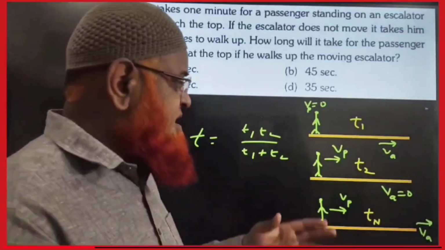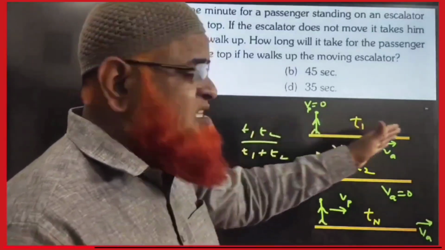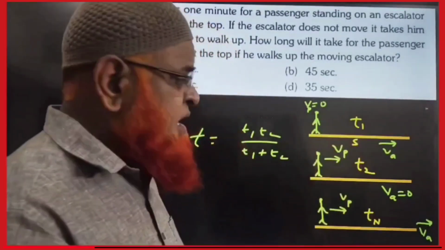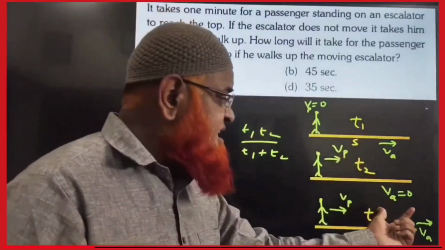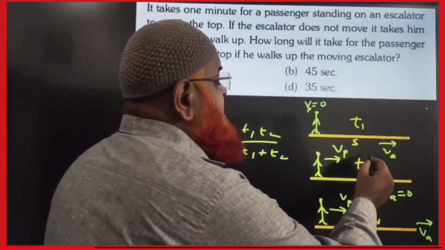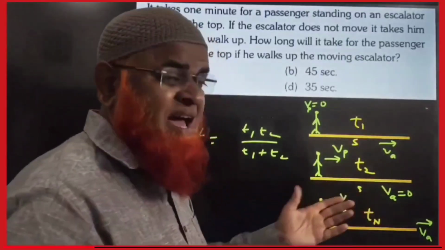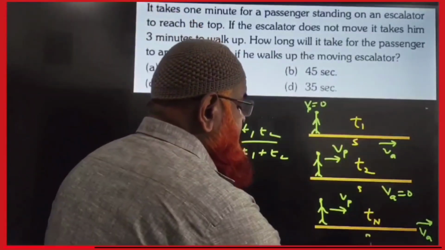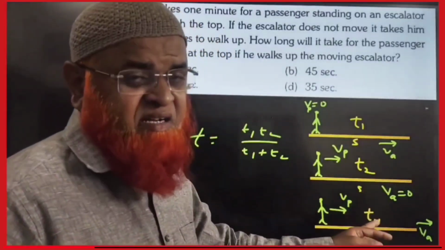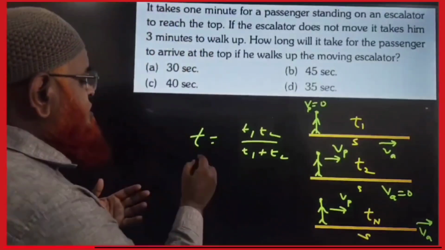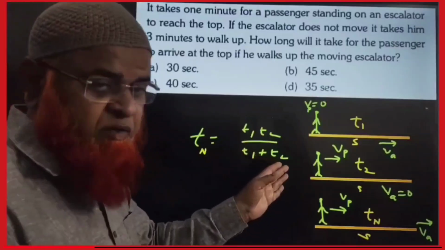This is the case of an escalator where the man is at rest and the escalator is moving. He takes t1 seconds to cross a distance. Okay, so here the man is moving and the escalator is at rest. He takes t2 seconds to cross the distance. When both the man and the escalator are moving, he will take t net to travel the same distance. Then what is the shortcut formula for this? The shortcut formula to find t net is t1 t2 by t1 plus t2.